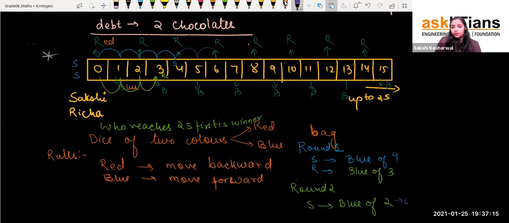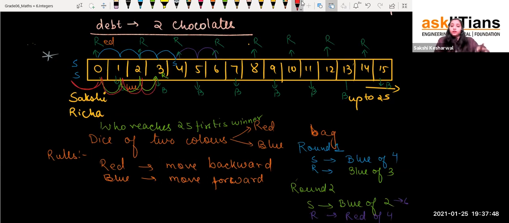Now Richa is getting bad luck. She is getting a red die, red of 4. Now Richa has to go backward, 4 steps: 1, 2, 3, and then she has to go somewhere. 4 steps means she has to go behind 0, but right now we have numbers only from 0, so there is no number behind 0. But Richa says, yes, I'll be on 0, I cannot go behind 0.